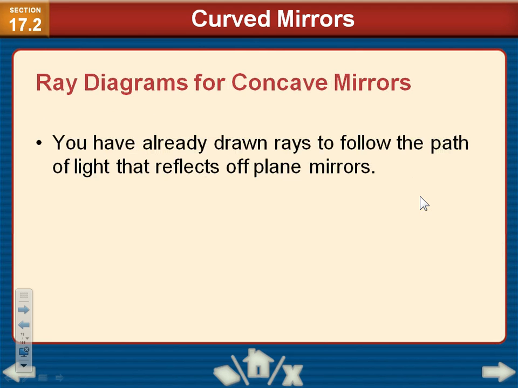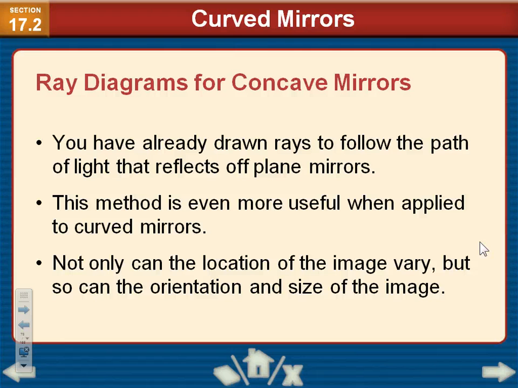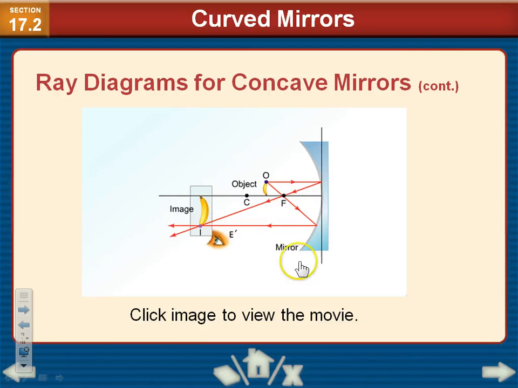You already draw rays for a regular mirror. We're going to find that this is even more useful if you're trying to deal with curved mirrors. You almost have to do the diagrams. Not only can you locate the image this way, but you're also going to be able to tell what the orientation is, whether it's up or down, and also the relative size, whether it's bigger or smaller. So let's take a look at this.